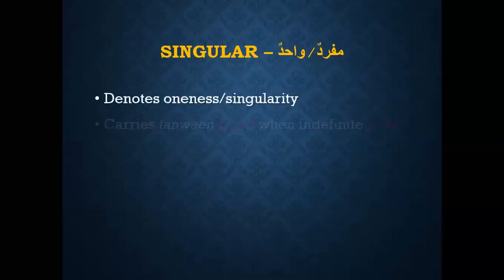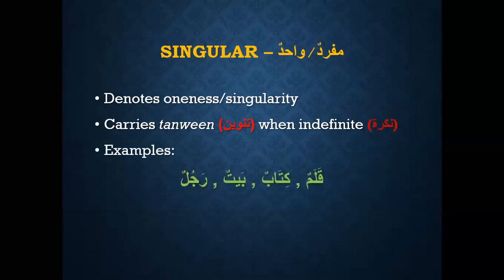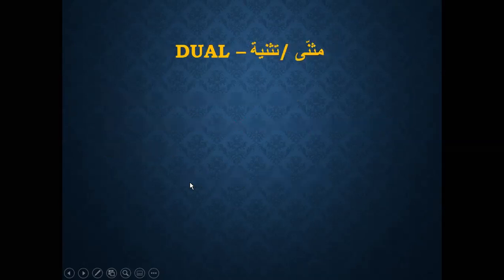So what is mufrad? Mufrad denotes singularity. It normally carries tanween, it doesn't have to, but normally it can carry tanween, and it is nakira generally when it's nakira. Qalamun, for example, suggests a pen. Kitabun, a book. Baytun, rajulun, a man. So that was rijl with kasra and jim with sukun. So rijlun, that's feet or foot, actually singular. And this is rajulun, this is a man.